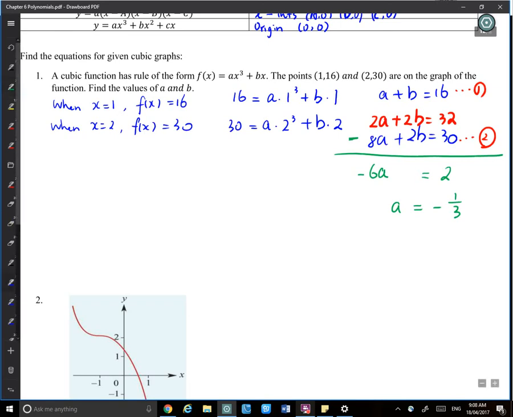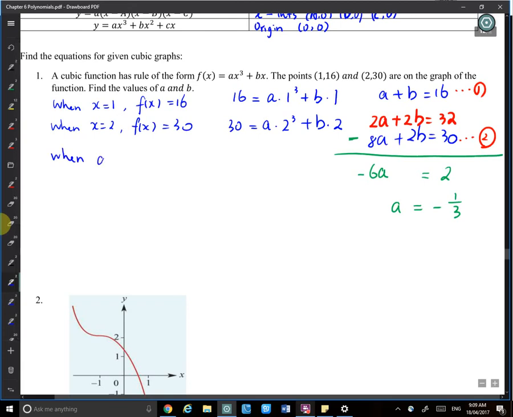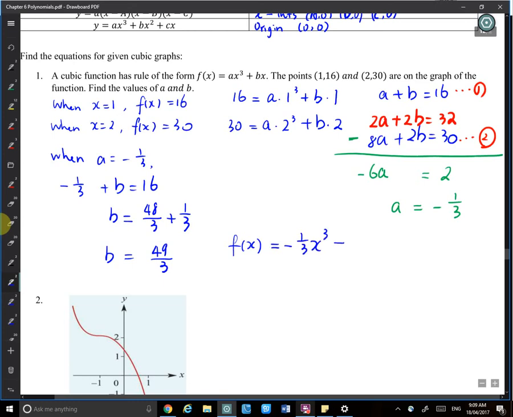When a equals negative 1/3, negative 1/3 plus b equals 16. So b will equal 48/3 plus 1/3. b will be 49/3. Therefore, f(x) equals negative 1/3 x cubed plus 49/3 x.